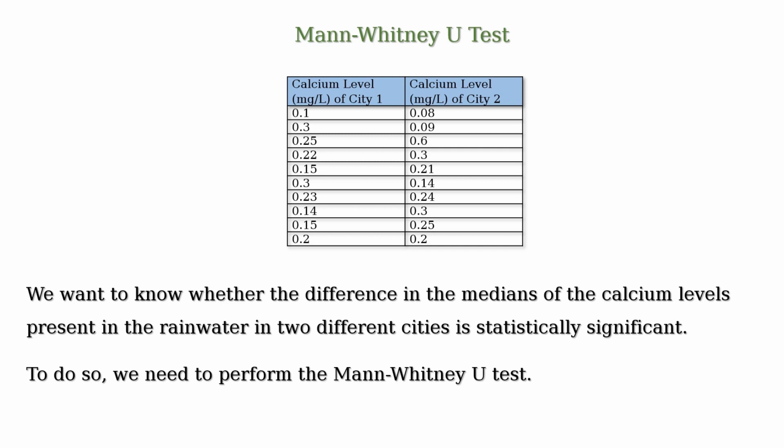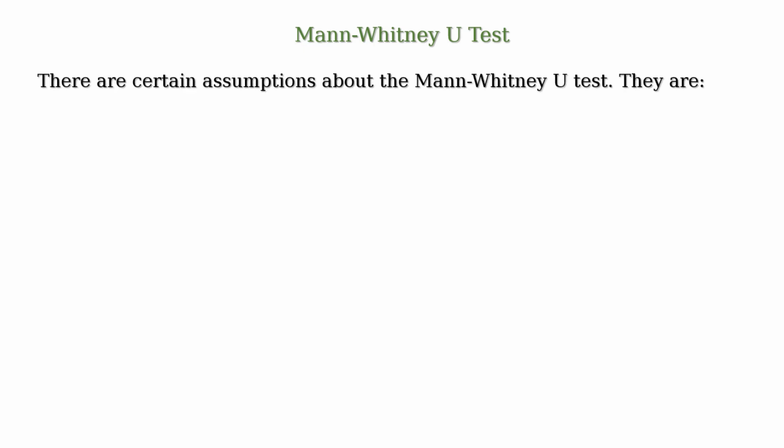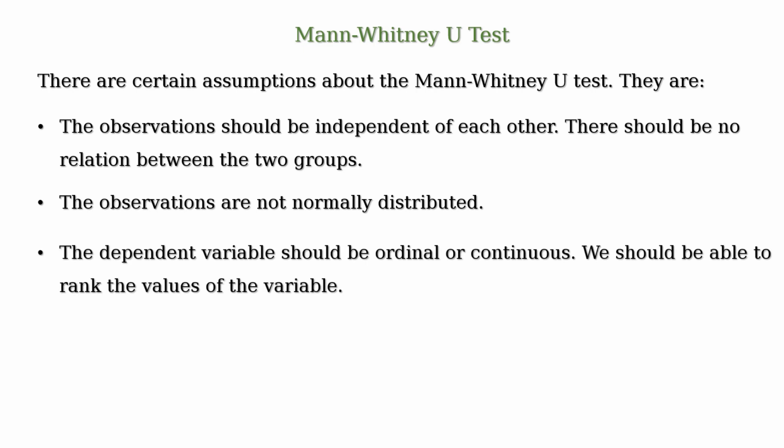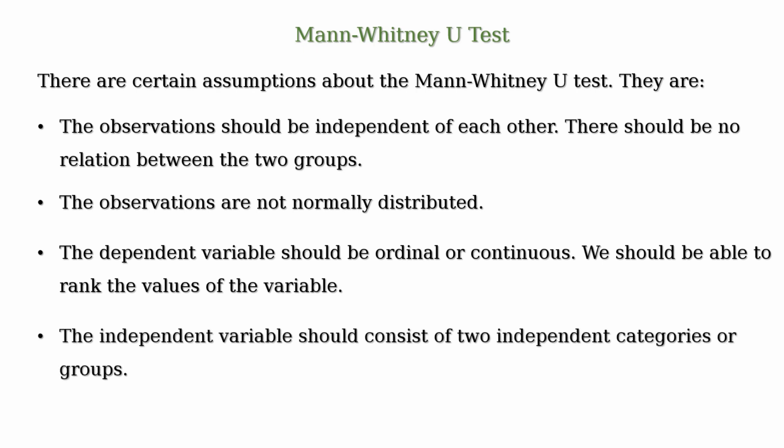Please note that there are certain assumptions about the Mann-Whitney U test. They are: the observations should be independent of each other. There should be no relation between the two groups. The observations are not normally distributed. The dependent variable should be ordinal or continuous. We should be able to rank the values of the variable. The independent variable should consist of two independent categories or groups.